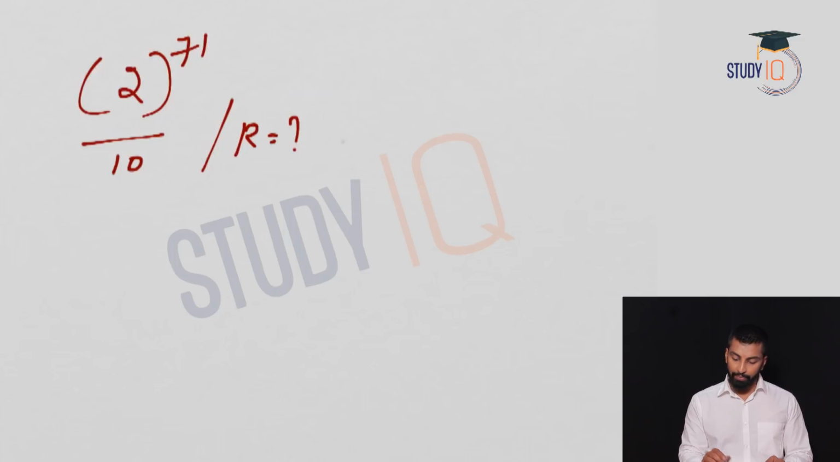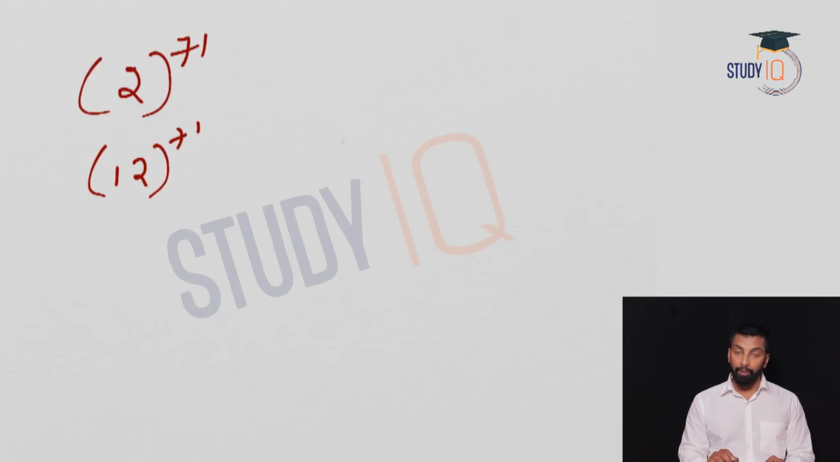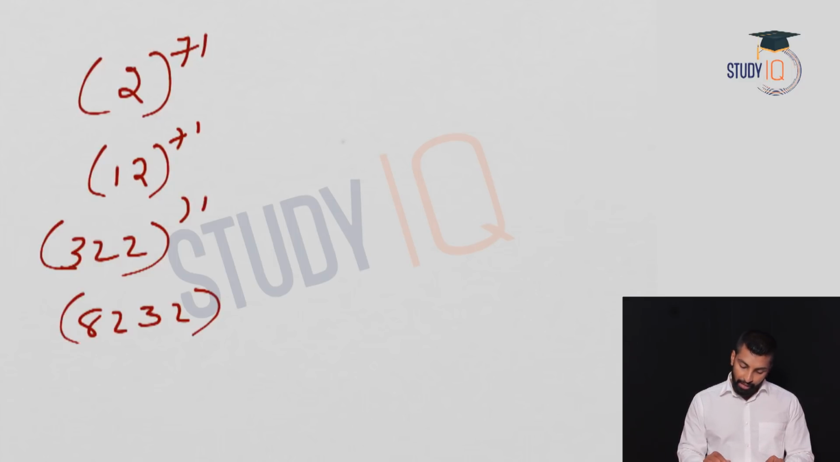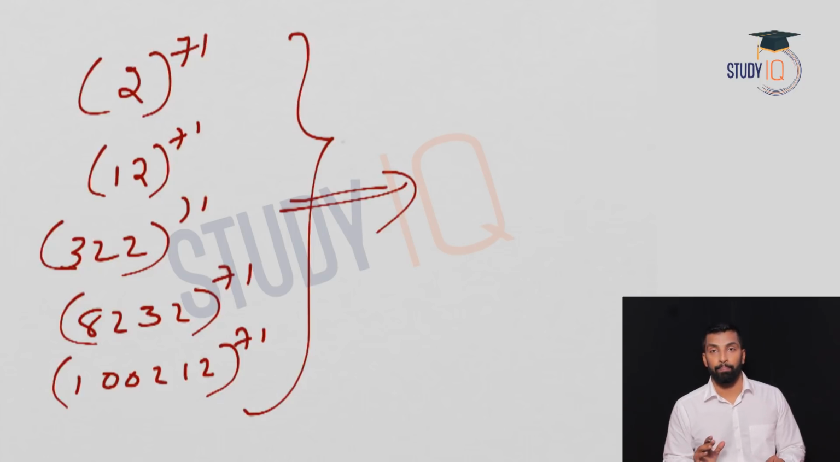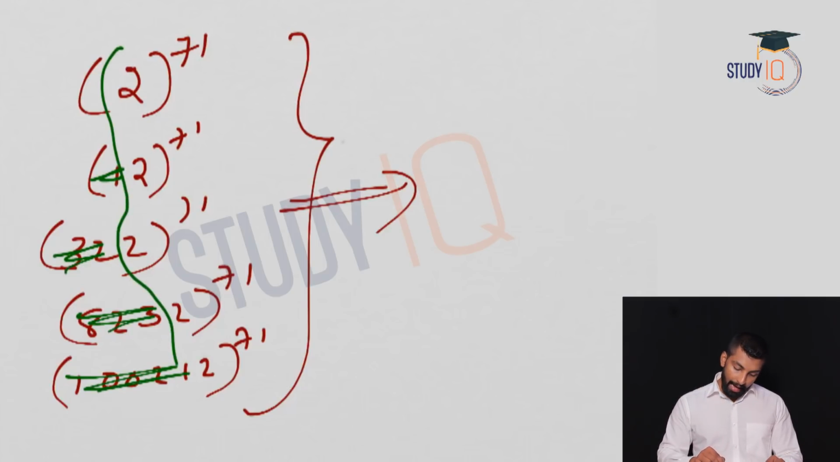If I give you this question, 2 raised to 71, what is the last digit? Or 2 raised to 71 divided by 10, what is the remainder? Both are same questions, right? By now I hope you might have understood this. Now 2 raised to 71, 12 raised to 71, 32 raised to 71, 82 raised to 71, 1002 raised to 71. If last digit is asked, in all these cases, last digit will be same. We will find what is that. Why? Because we are not interested in the other digits. That's a basic thing that you need to know. To find the last digit, we need only the last digit of the number.